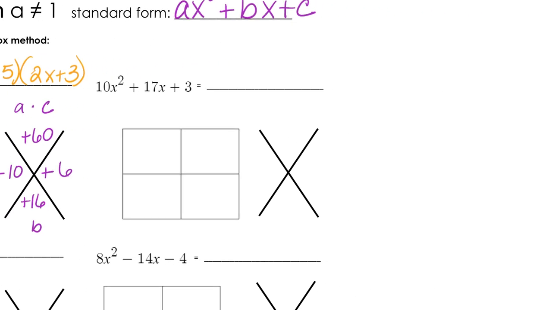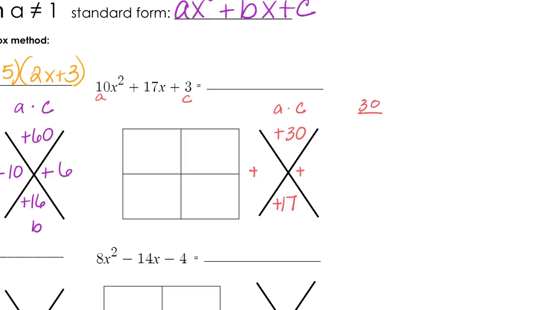All right, let's try another. Again, I'm going to start by multiplying a times c. So this would be 10 times 3, right? Because this is A, this is C. So 10 times 3 would be a positive 30. I know I need a positive sum of 17. And again, that means these two values are both positive.